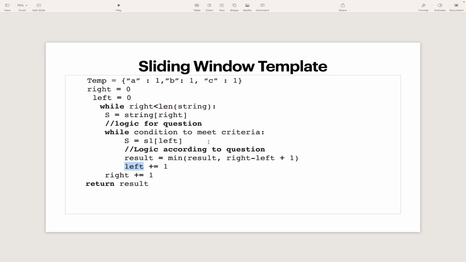In a similar way, somewhere it is the longest one, somewhere it is no repeating characters at all. Depending on the questions, this logic will vary, but the template would be the same.